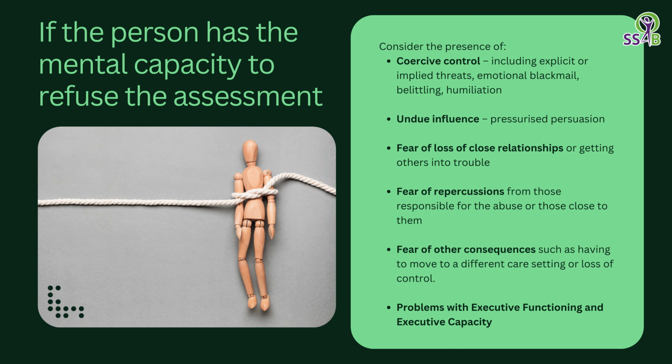And if the person is assessed to have the mental capacity to be able to refuse the Care Act assessment, then consider if they are experiencing coercive control. This can include explicit or implied threats, emotional blackmail, belittling or humiliation. Are they under undue influence? Are they being pressurized by someone? Do they fear the loss of close relationships or getting other people into trouble if they get you involved in their life? Are they scared of the repercussions from those people who might be responsible for abusing them?